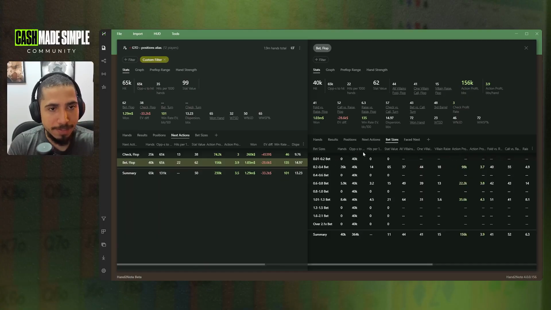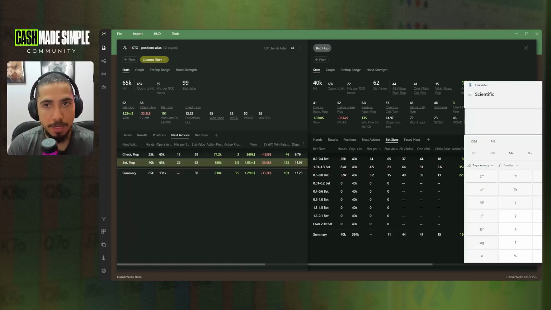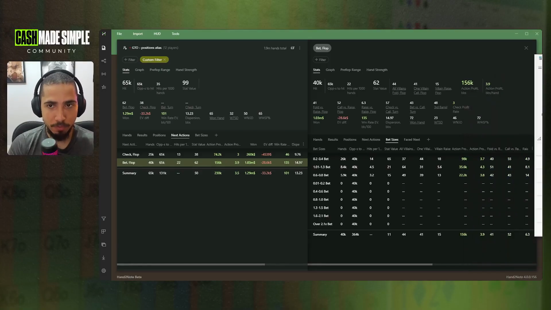And then for the bet sizings, we can use the hand notes function to see the bet sizings. We see that we use overwhelmingly more often the small size. The small size is by far the one we're going to use the most. Out of the 40K hands that we have, 26K went into the small size. So 65% of our betting volume comes with the small size on the flop. So by far the most used one.